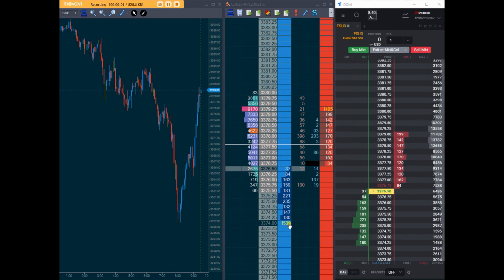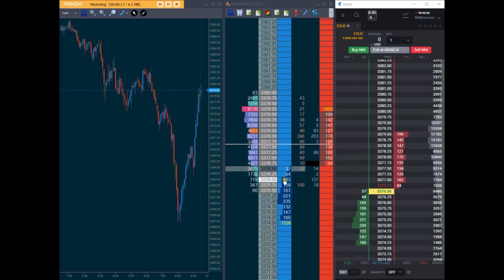So let's focus in on these four columns here. We have the blue bid column here. We have the two current trades columns here, and then we have the red offer column here. And for this example, let's say we want to bet that the market is going to go higher.